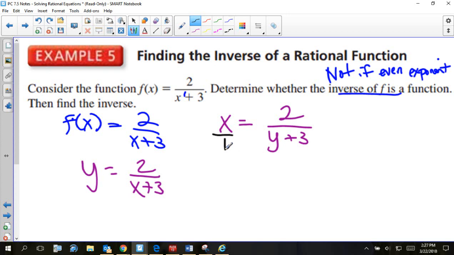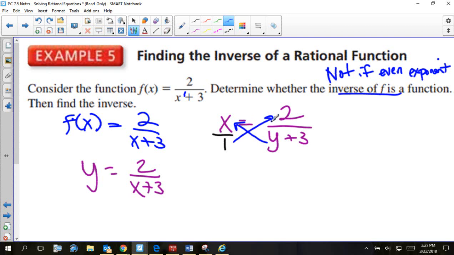Now we can solve this a number of ways, but I want to think ahead of time. Right now I have a fraction equals a fraction. There's this really cool thing that you can do in math. Got the bridge in between the two fractions. You can actually do this thing called cross multiply.